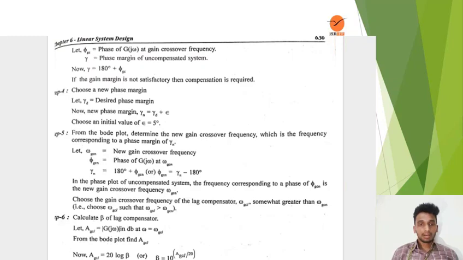Step 4. Choose a new phase margin. Let gamma d is equal to desired phase margin. Gamma n is equal to gamma d plus psi, where psi is equal to 5 degrees. Step 5. From the Bode plot, determine the new gain crossover frequency, which is the frequency corresponding to phase margin of gamma n. Calculate the beta of lag. Step 6. Calculate beta of lag compensator. Let AGC is equal to modulus of G of j omega in dB at omega is equal to omega GCL.